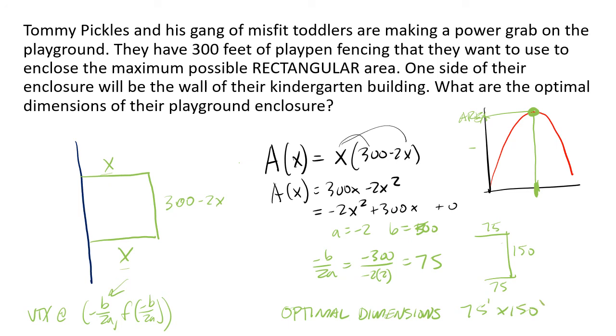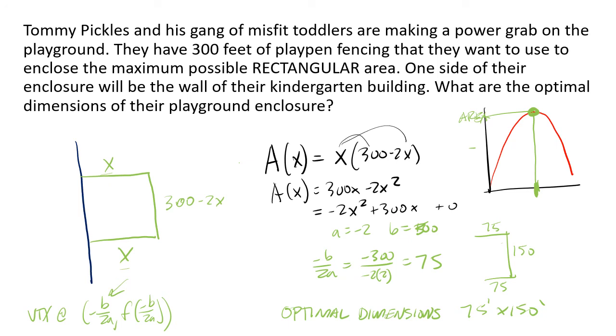And you're like, man, that's not a square though. Yeah, you're right, it's not a square. It is the case that given a set perimeter, the maximum area of a rectangle is going to be a square. But the thing is, the wall of the kindergarten building is what messes this up.